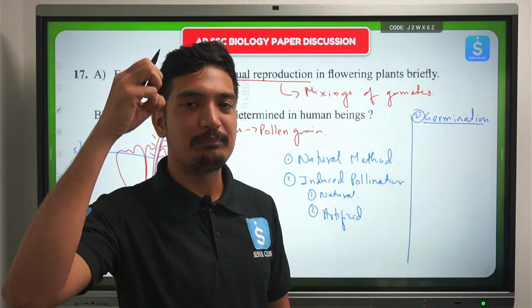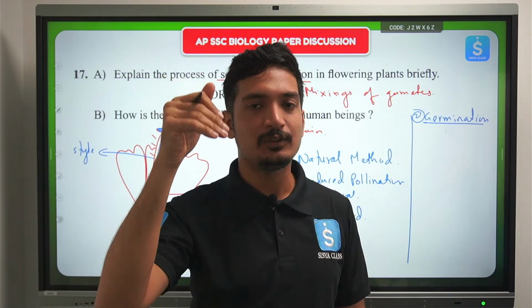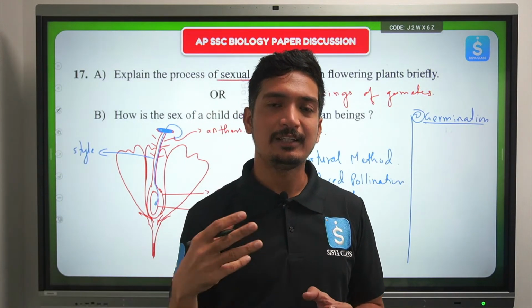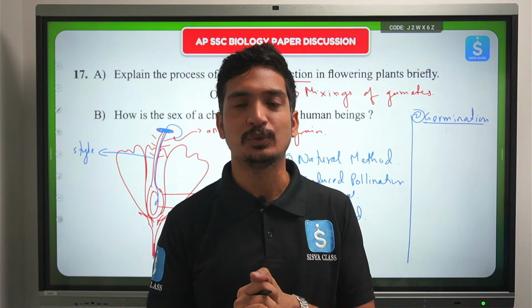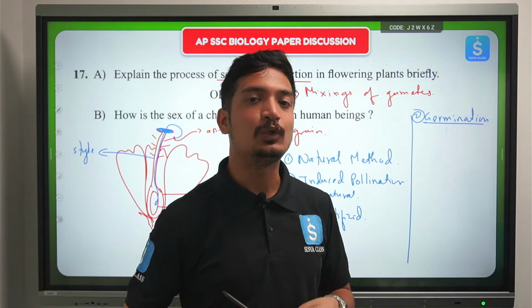that pollen tube the male gamete will be released, and that will travel from the style to the ovary inside the ovula. Once the ovula and the pollen grain both fuse together, then the fertilization is successful, and therefore that will lead to a seed.